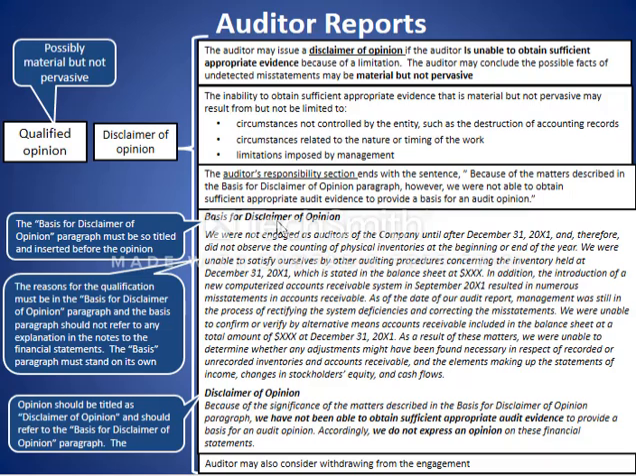Now, after we have the basis for disclaimer of opinion, we have our audit opinion, the disclaimer of opinion. Again, the opinion should be titled as disclaimer of opinion and should refer to the basis for disclaimer of opinion paragraph. Here's the example. Because of the significance of the matters described in the basis for disclaimer of opinion paragraph, we have not been able to obtain sufficient appropriate audit evidence to provide a basis for an audit opinion.